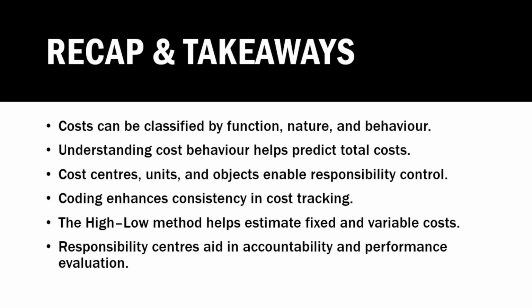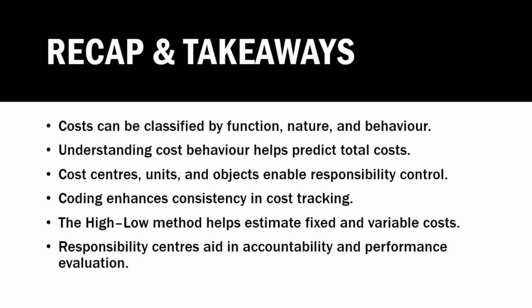Let's quickly recap what we learned in Chapter 2, Cost Classification. We started by understanding how costs can be grouped by function, nature, and behavior. That helps us separate production from non-production costs, direct from indirect, and fixed from variable. Then we saw how cost behavior is key for budgeting, pricing, and forecasting. We explored cost objects, units, and centers, which help track and assign costs accurately. And we connected that to responsibility centers, where managers are held accountable for costs, profits, or investments.